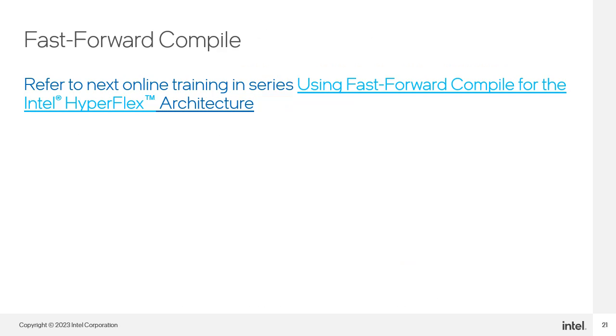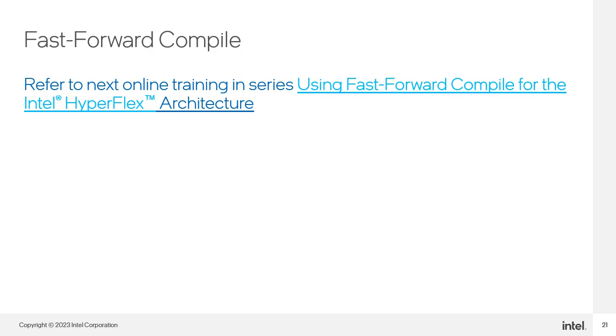There is one other new compiler flow feature added called Fast Forward Compile. This feature can help with critical chain analysis and figuring out what changes you may need to make in order to improve your design performance. It will be discussed in the follow-up online training to this one called Using Fast Forward Compile for the Intel Hyperflex architecture.